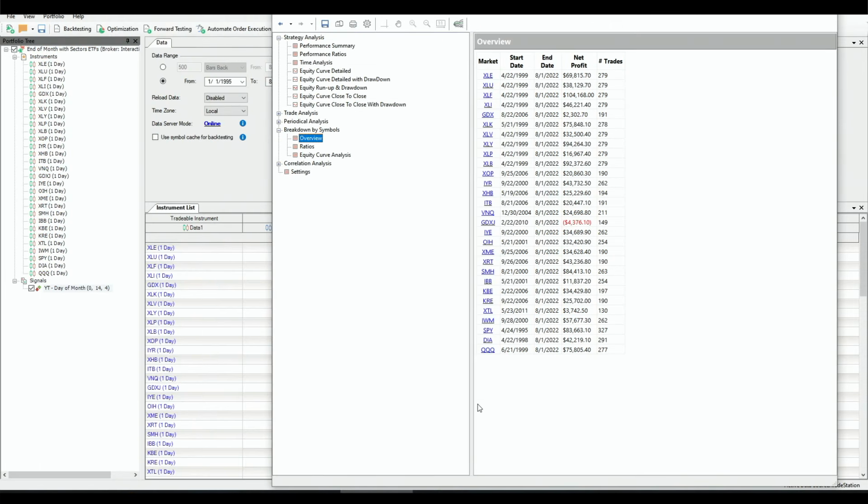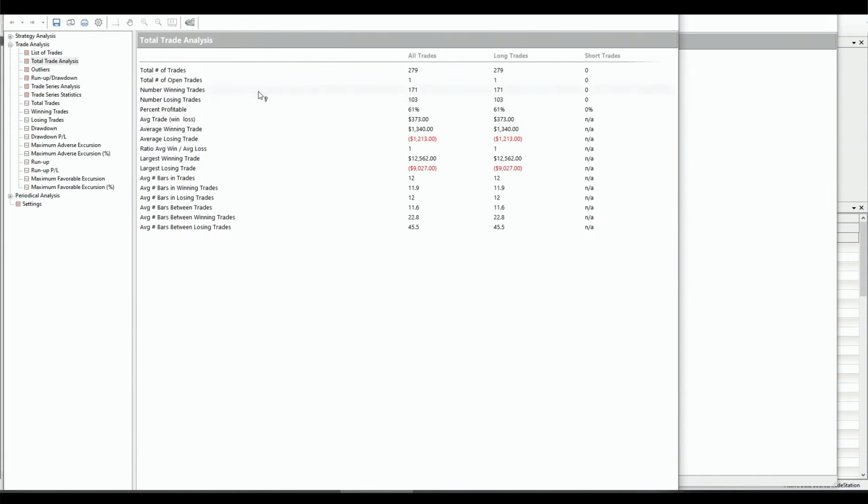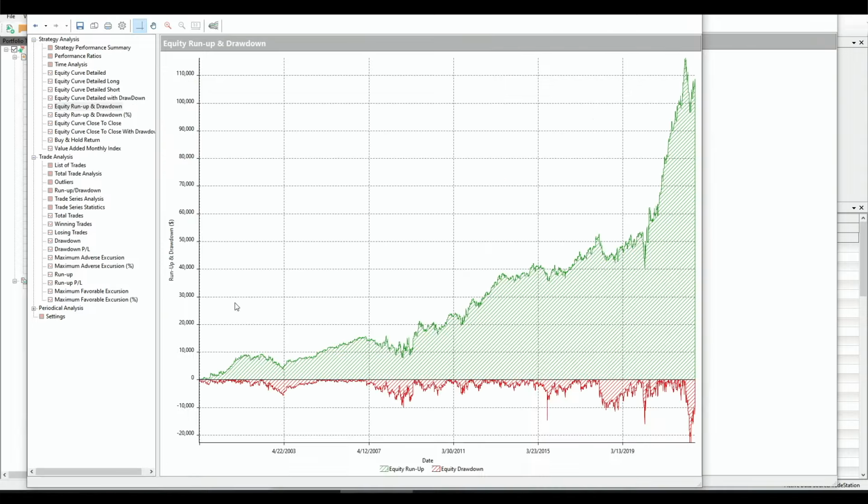So this is the performance by symbol. And we can see that only the GDXJ losing money. And everything else is making money. And the best one is this one, XLF. So on average is 373. This is how it looks like. It's really an amazing performance for a simple pattern like this.